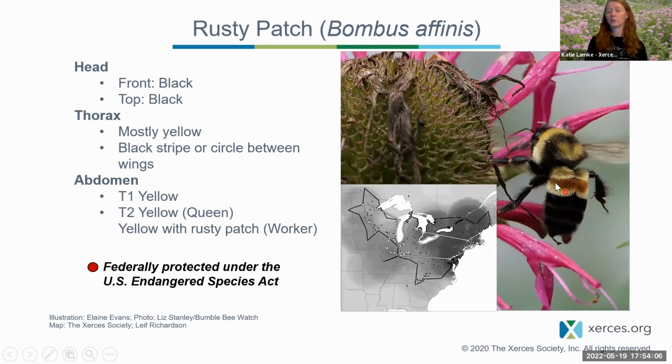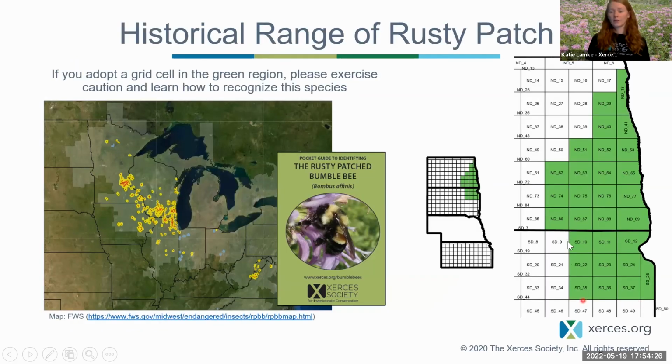This one will have a nice rusty patch here should you come across it, but it is very, very unlikely that you will do so. This is a federally protected species listed on the Endangered Species Act. Its range has decreased substantially in the past couple of decades. And we've highlighted grid cells in here that occur within the U.S. Fish and Wildlife Service map. So all of these shaded areas that you see are the historic range of the bumblebee that are considered unoccupied. So we don't expect there to be rusty patch bumblebees in these shaded areas anymore. But we would like you to be aware if you're surveying in one of these grid cells.